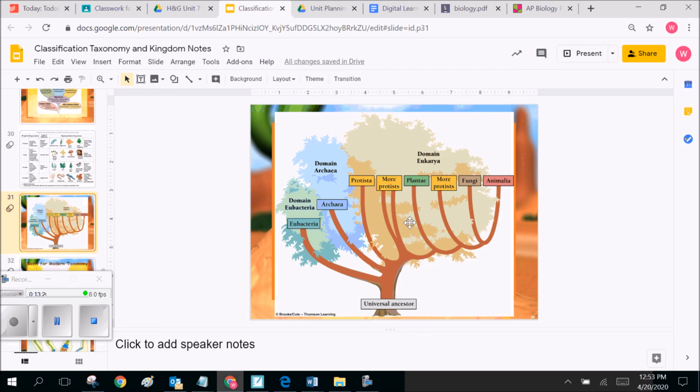But you can see some of these protists are going to be more related to plants, some are going to be more related to fungi, and some are actually going to be more closely related to older prokaryotes like archaeans, rather than being more related to plants or animals. So it's pretty interesting to see the diversity in this tree.